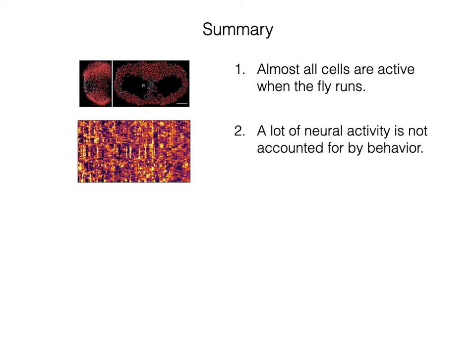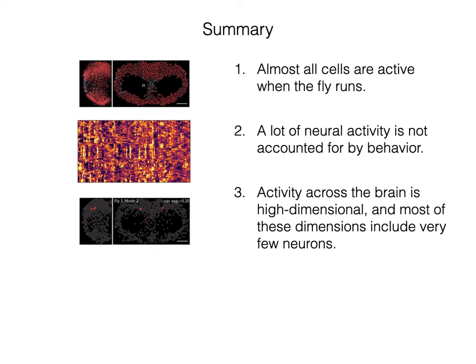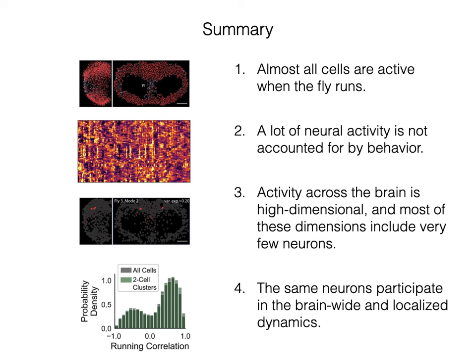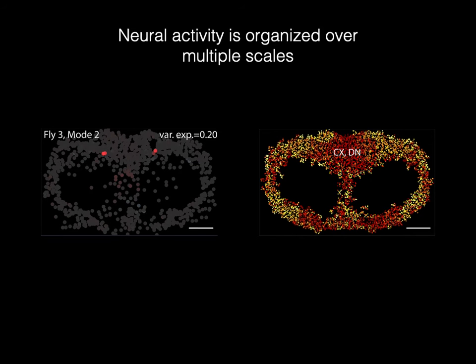A lot of neural activity is not accounted for by behavior. Activity across the brain is high-dimensional, and most of these dimensions include very few neurons. The same neurons participate in brain-wide and localized dynamics. So neural activity in the fly brain is organized over multiple spatial scales. There are a large number of small clusters that are likely genetically specified cell types with functional consequences, but there are also large-scale dynamics in the fly brain.